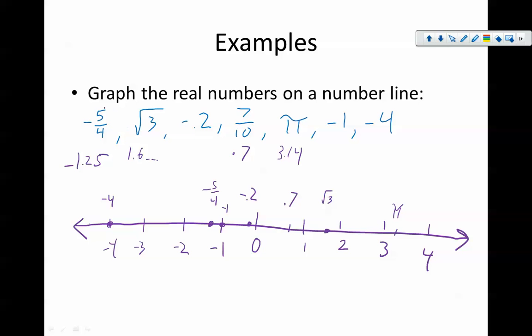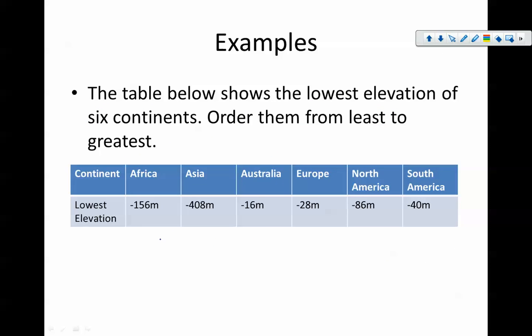Key thing being, if you're unsure what a number is in a certain form, like √3, what is it? Convert it to a decimal. You can use a calculator to do that so that it's easier to see where it falls on that number line.